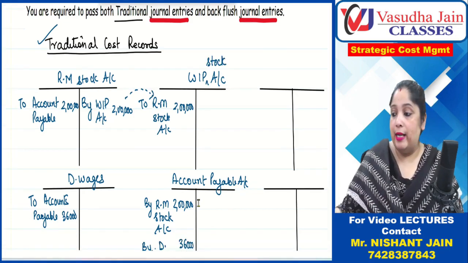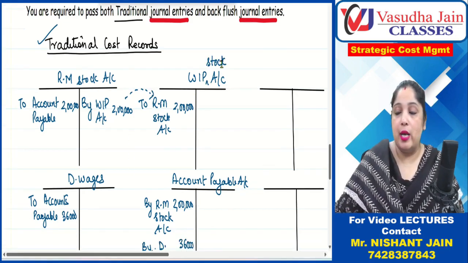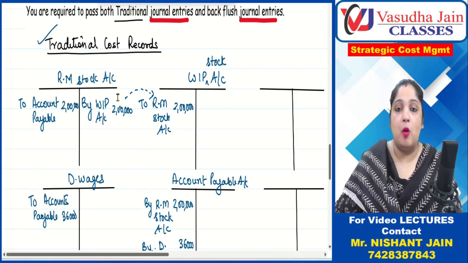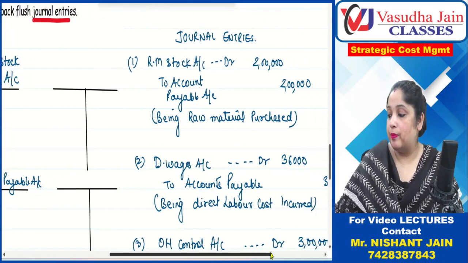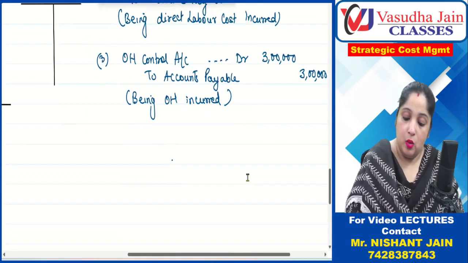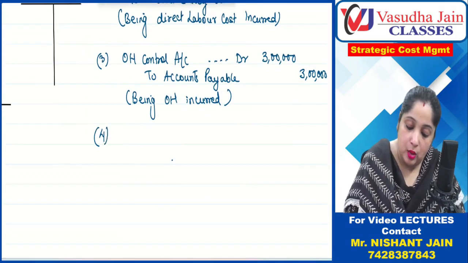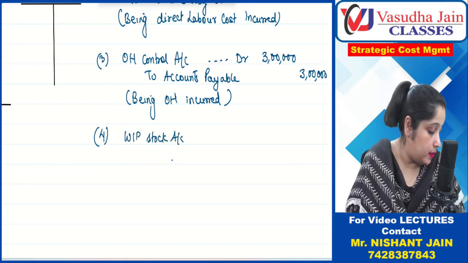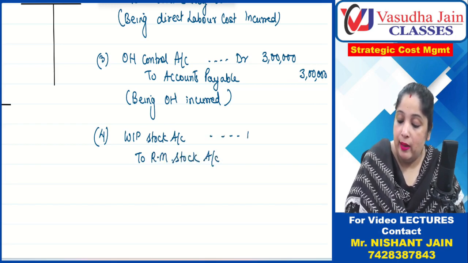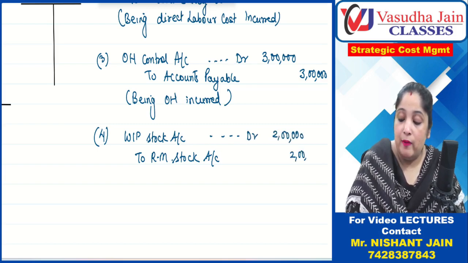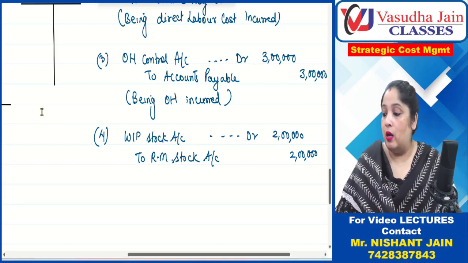Now let us pass the entry also. So work in progress stock account will be increased and raw material stock account will be credited. So let us write the same. Okay. So the fourth entry will be work in progress stock account to raw material stock account. Here it will be debited by 2 lakh, right? So whatever raw material was issued to production, we have recorded that.